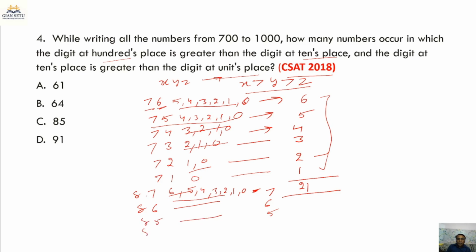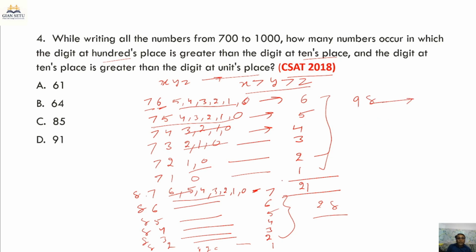Similarly, 3, and so on. We will have 8, 2, up to 8, 1, 0, which gives 1. So how many numbers are these? These are 28.